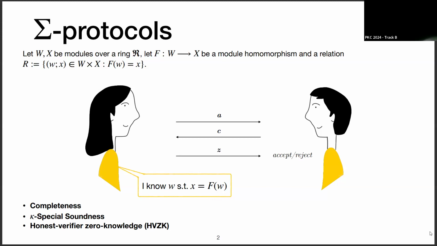In particular, in this work, we are considering the case in which the secrets are preimages of homomorphisms. And these protocols must satisfy three properties: completeness, special soundness, and honest verifier zero knowledge.